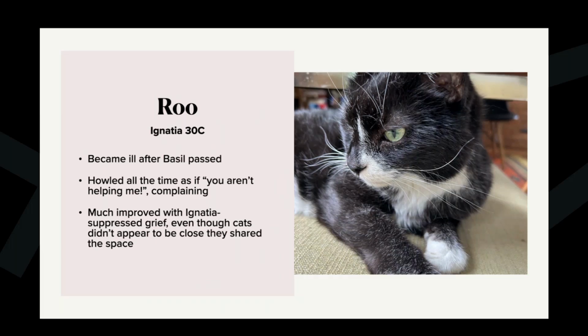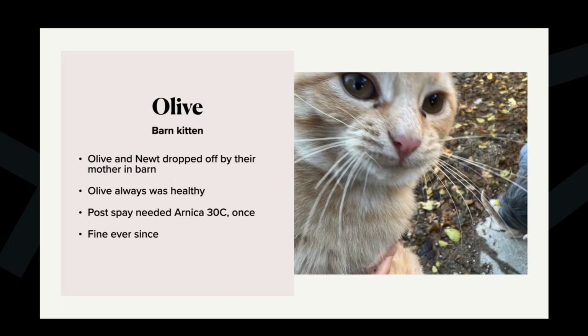And Rue is a lot like that. And she's stopped howling and she's feeling good. This is two barn kitties, Olive and Newt. And Olive was always the healthy kitty. I know she doesn't look 100% there. She's a little goo in her eyes, but she's a barn kitty, you guys.